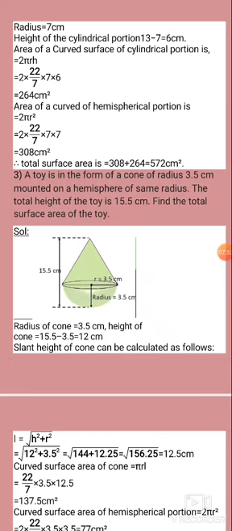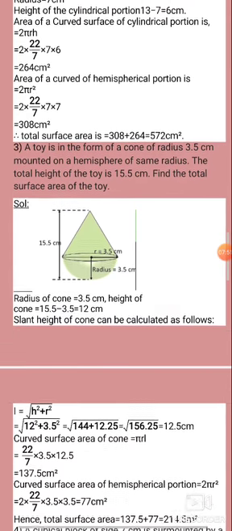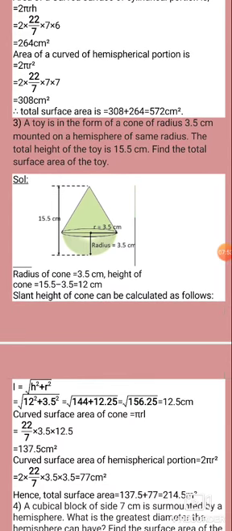Now you need to find out the square root using the long division method that you have studied in the 8th class. Now curved surface area of the cone. What is the equation? Pi r l. So pi value 22 by 7 into radius 3.5 into l is equal to what? 12.5. So 7 and 3.5 are cancelled, 0.5 times. Then multiply all that, 137.5 centimeter square.